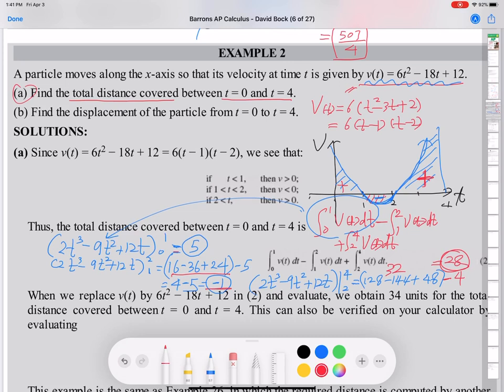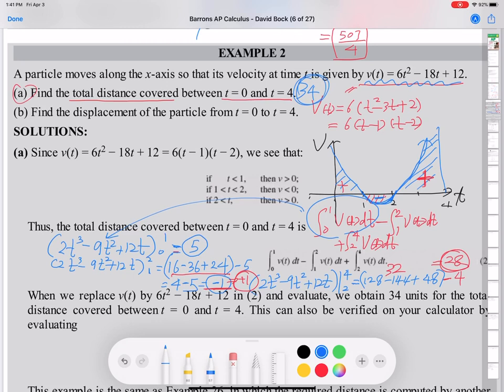And this is negative displacement. But it asks you what? Distance. So change it to positive 1, right? So just add those numbers: 5 plus 1 plus 28 is 34. So the answer is what? 34. That is the actual traveled distance from 0 to 4.